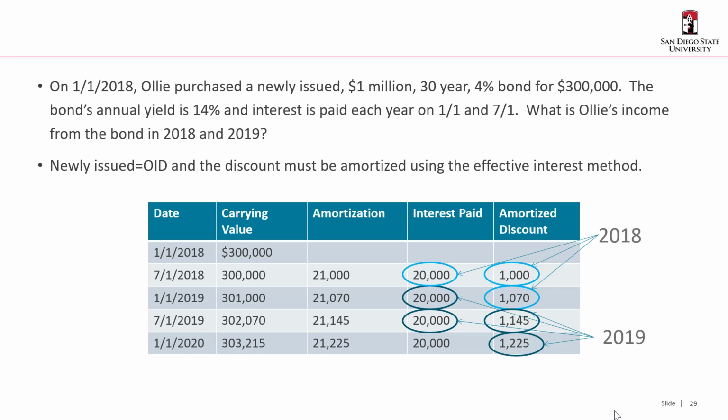So again, this is newly issued, so the discount is OID. And OID must be amortized using the effective interest method. You do not get to use the number of days method. So we'd start with the carrying value of $300,000 on the first day. Must be that $300,000 at 14% for half a year is $21,000.